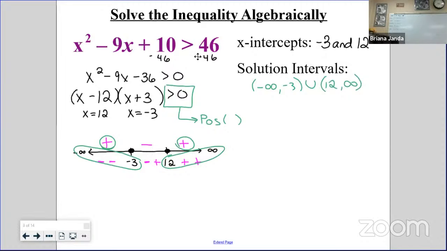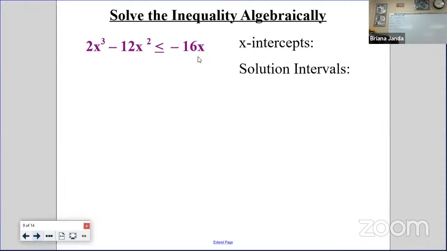All right, how are we doing? The next one, and then we'll get into kind of the special cases. This one's still pretty straightforward, it's pretty normal. We got a 2x cubed minus 12x squared is less than or equal to negative 16x.